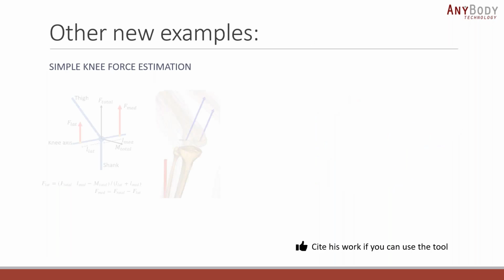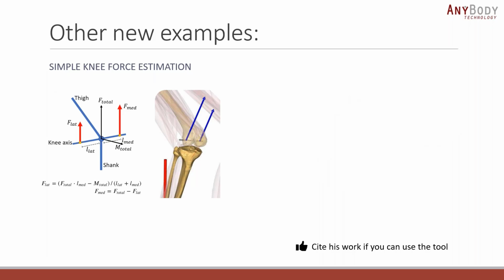Other new examples include a simple knee force estimation model. A lot of people have asked us, how do you get the medial and lateral knee forces if you only have a simple revolute knee joint? And you, of course, can't, but you can get an estimation of what they would be. And this is what this model shows. It also shows how you can add small animations of those kinds of forces.